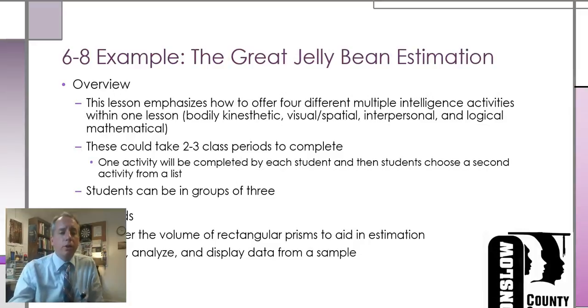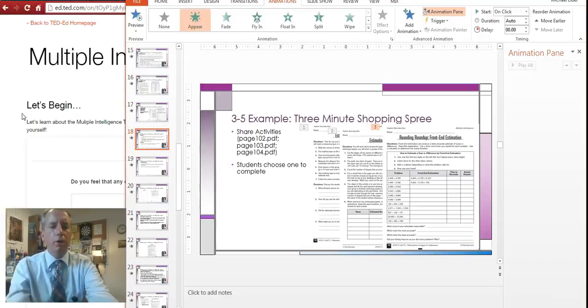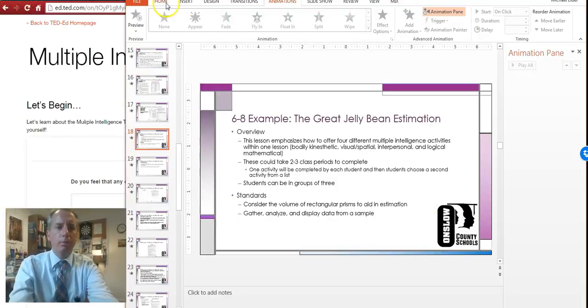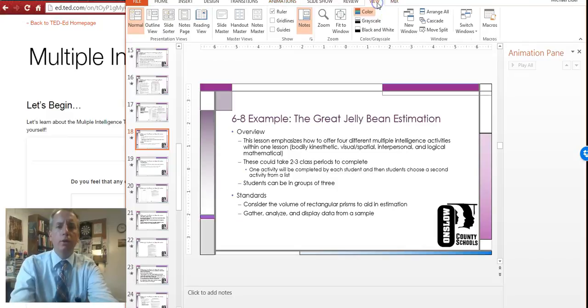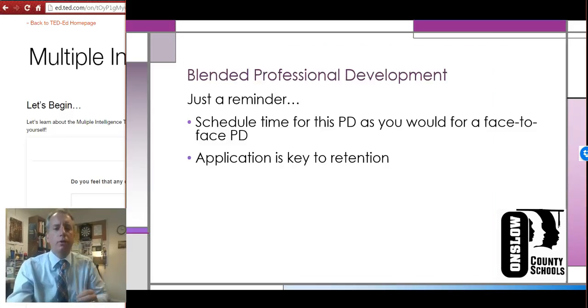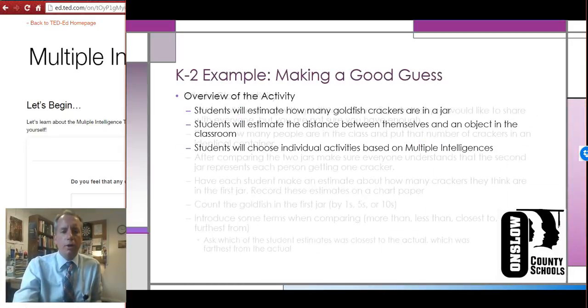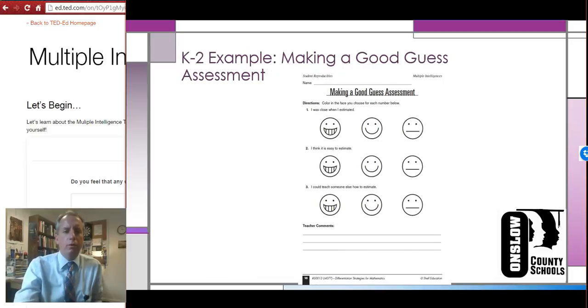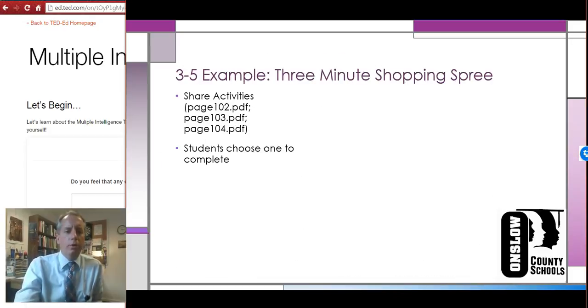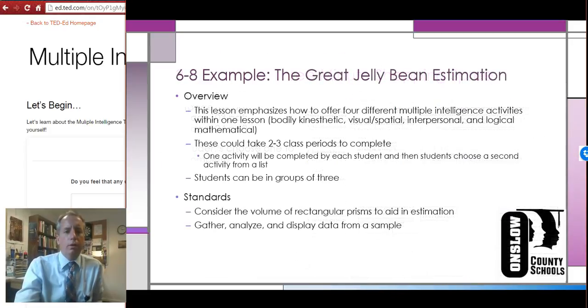So that was the 3-5 example. The 6-8 example is called the Great Jelly Bean Estimation. I'm going to shrink this down just a little bit. I pulled up the wrong view there, so let me go over here, might fit a little better. Sorry, I'm going to jump through the slides. It doesn't let me start on a certain slide when I do it in this reading view, so appreciate you bearing with me just for a second here. All right, and here we go.